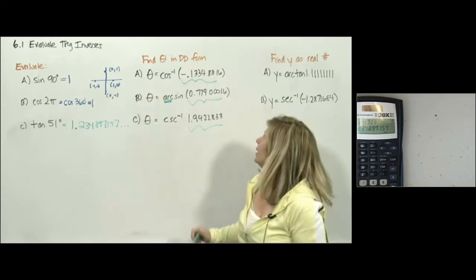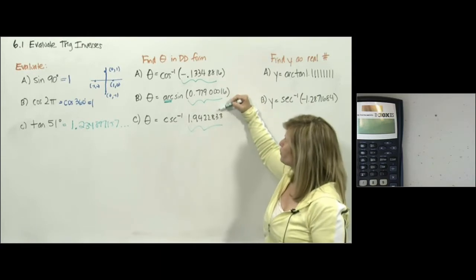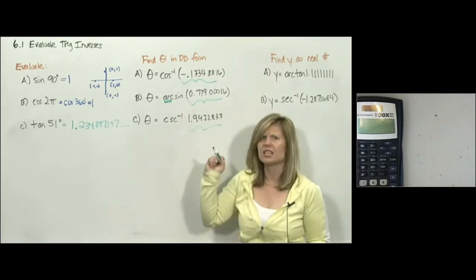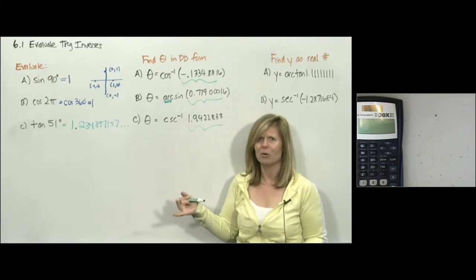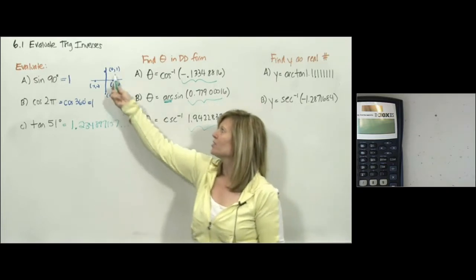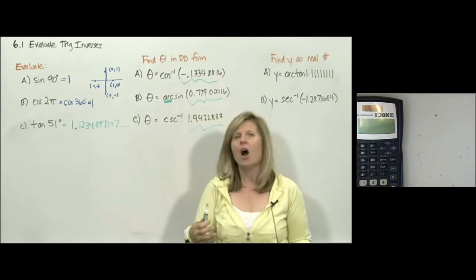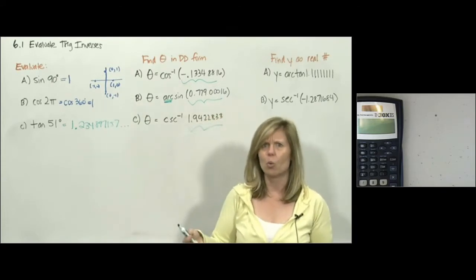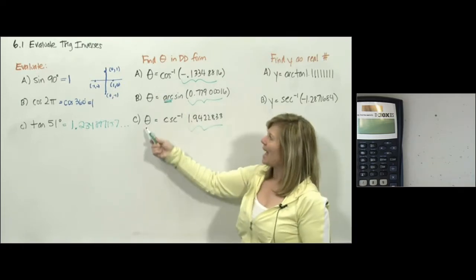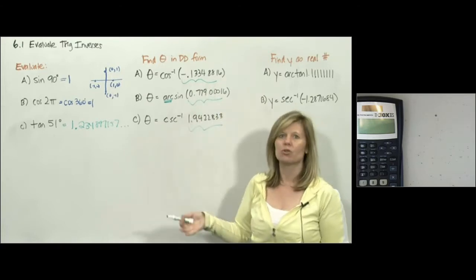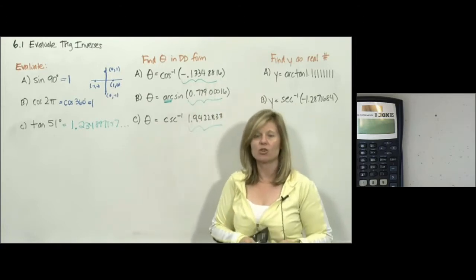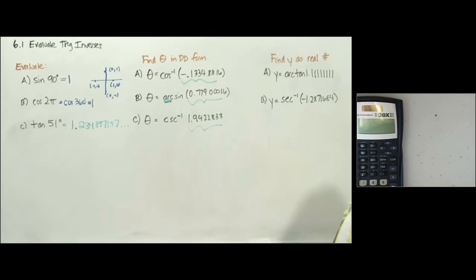Now, if you look at these numbers, are any of those numbers, these decimals, on our unit circle or on our right triangles? Heck no. Our unit circles have ones and zeros and -1s. Our right triangles have 2s, 1s, square root of 3, square root of 2. So the only way we're going to get the angle out of here with these crazy numbers is to use our calculators. So let's go sit down and try that. So get your calculators and follow along with me.